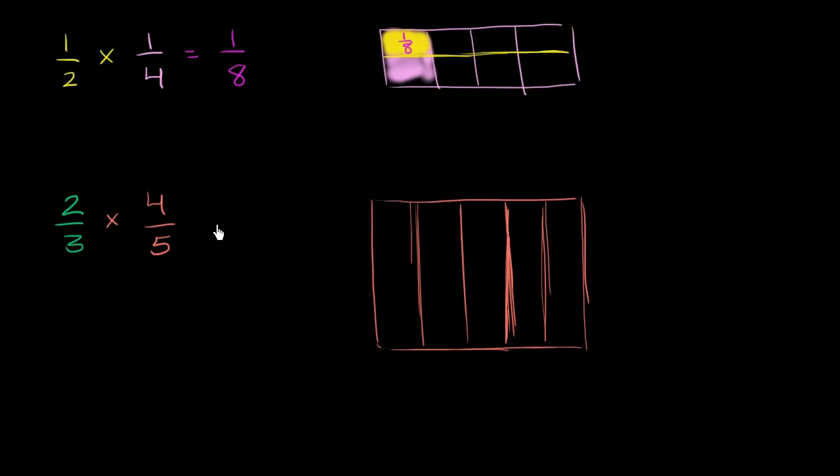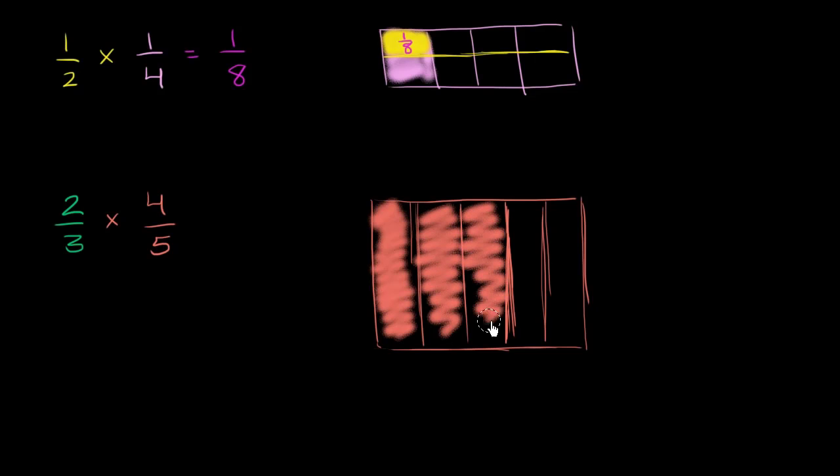And we want 4/5. So we want 4 of these 5 equal sections. So this would be 1 of the 5 equal sections, 2 of them, 3 of them, and then 4 of them. So that right over there is 4/5. Now we can view this as 2/3 of the 4/5. So how can we think about that? Well, we could take this section and divide it into thirds. So we're going to divide it into 3 equal sections. So that's 1/3 and then 2/3.